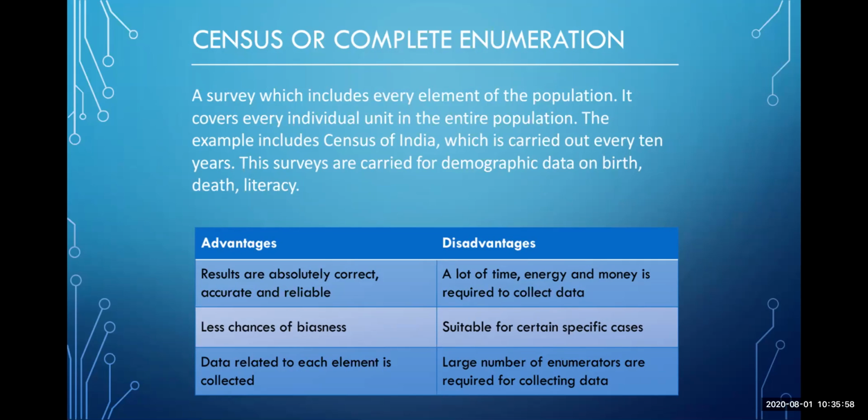Another advantage is that it has fewer chances of bias. And thirdly, data related to each element is collected. As I said, we are going to cover every unit in the population. So it will give you correct information, a reliable source, and accurate information. But at the same time, there are certain disadvantages because this kind of survey is done first hand. You need a lot of time, energy, and money to collect this first-hand information or primary source of information.